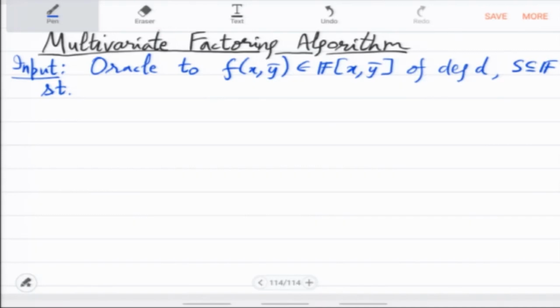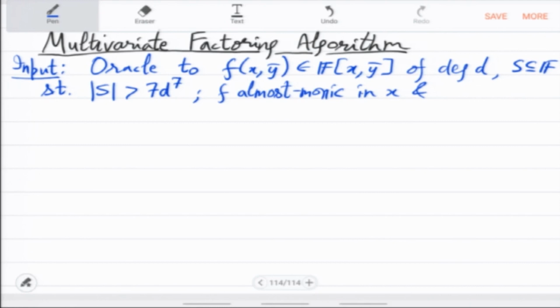Then you can assume that you have a sample space S of size large enough, let us say slightly more than 7d^6. We can assume F to be almost monic without loss of generality. And you can assume that the derivative does not vanish.